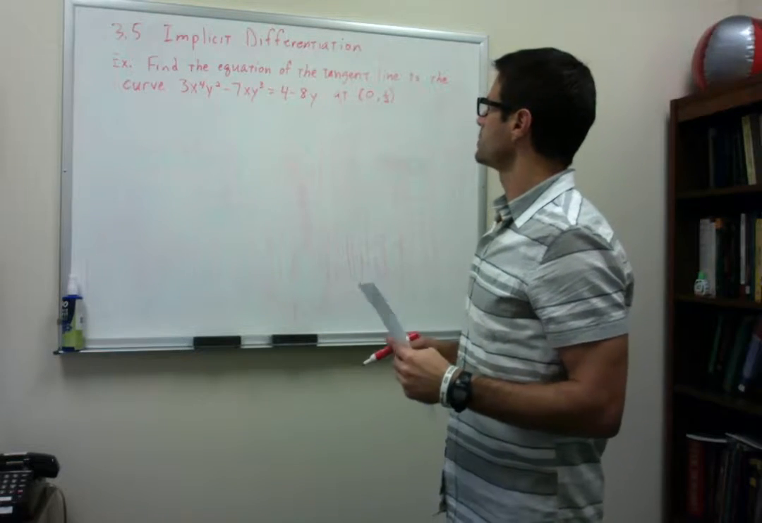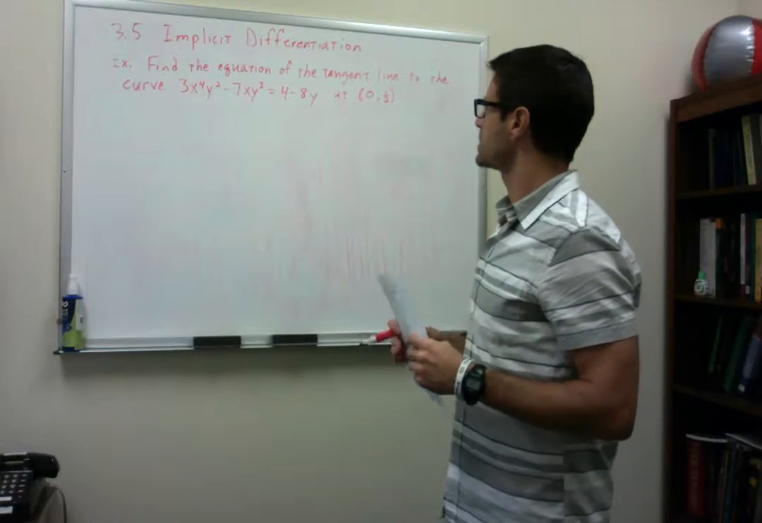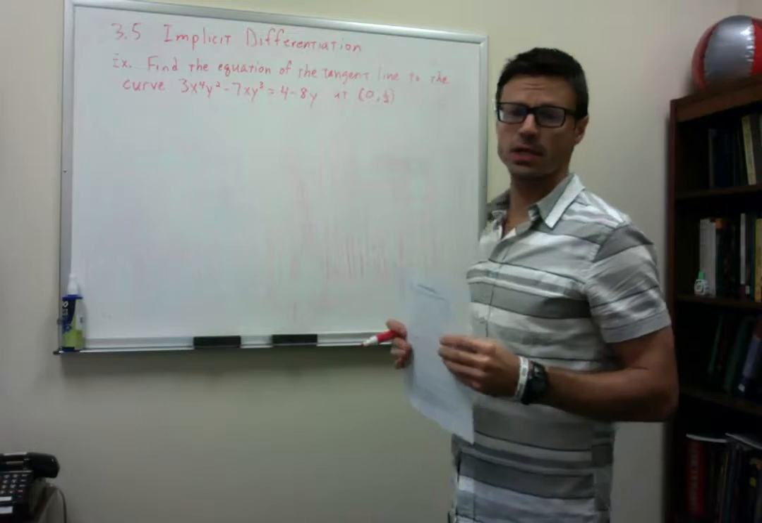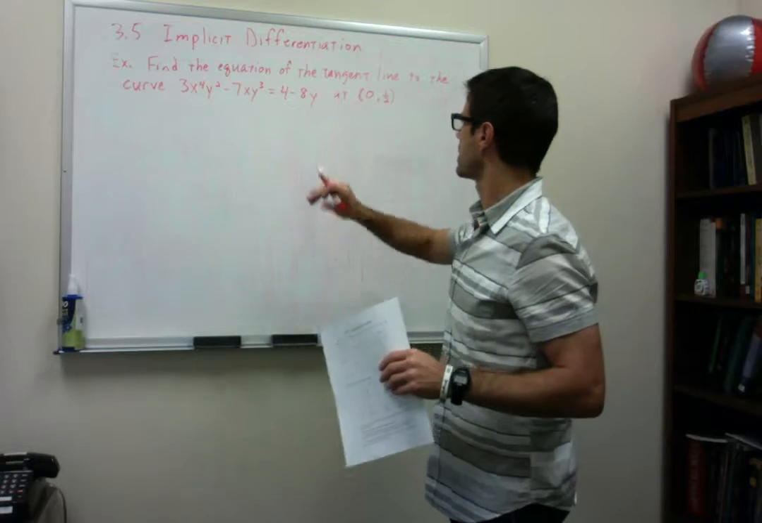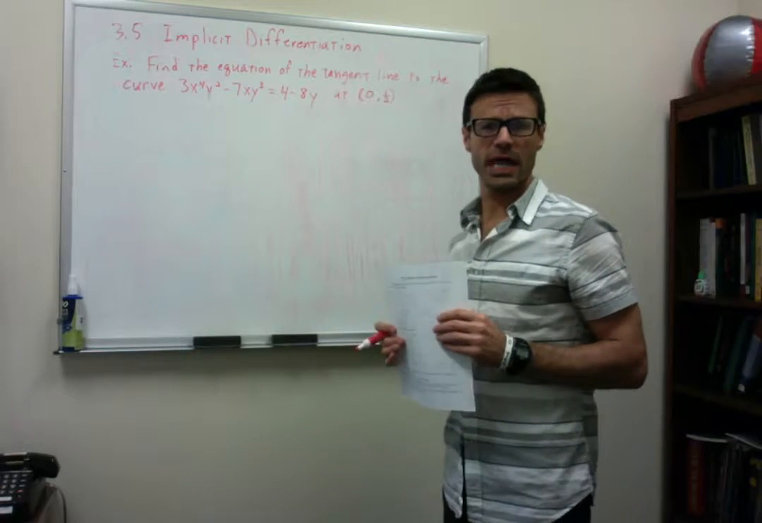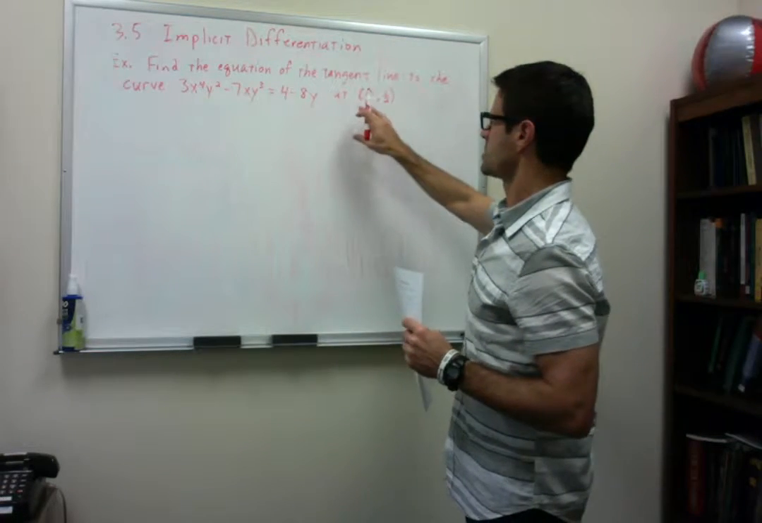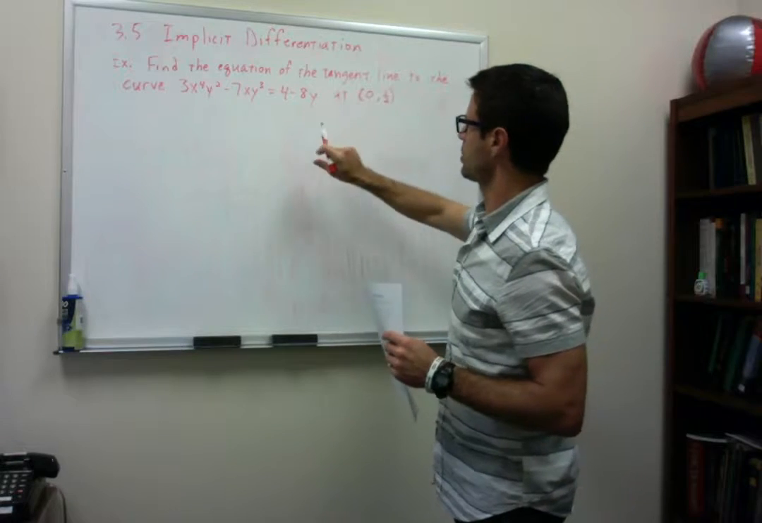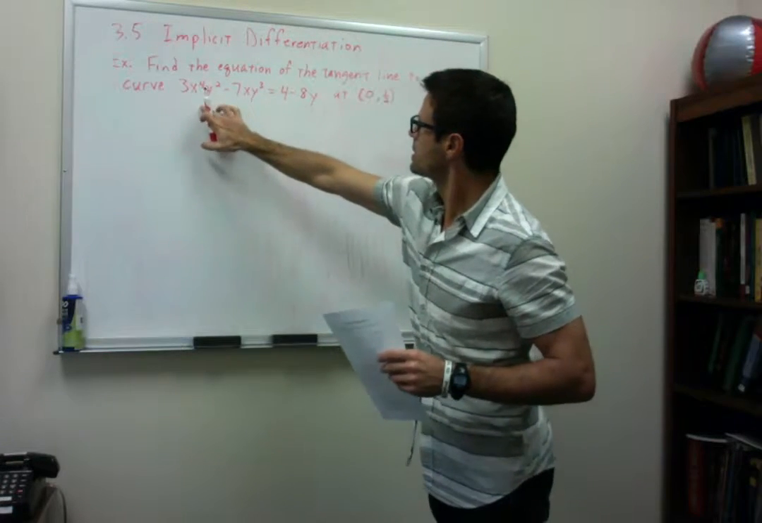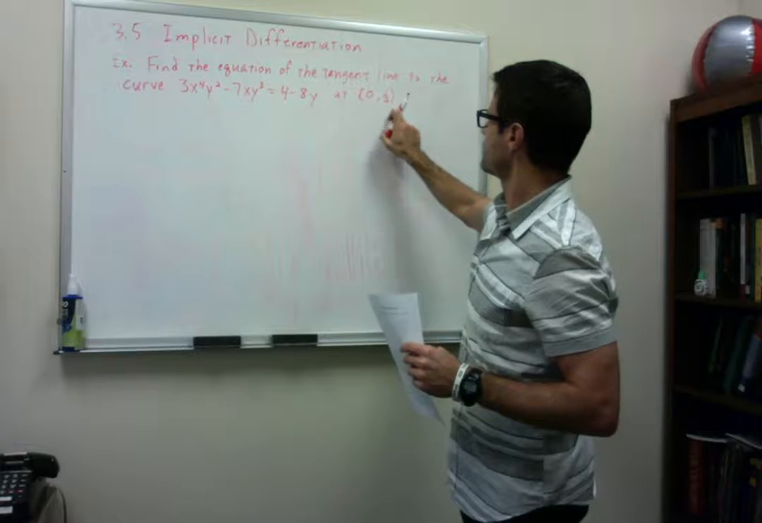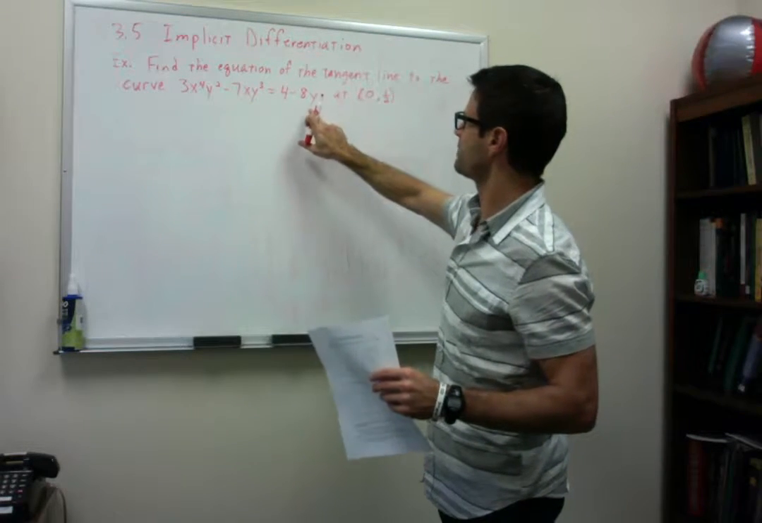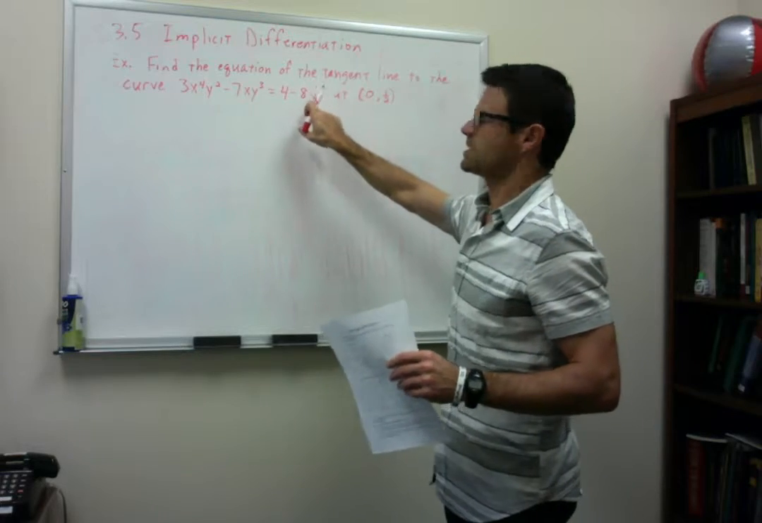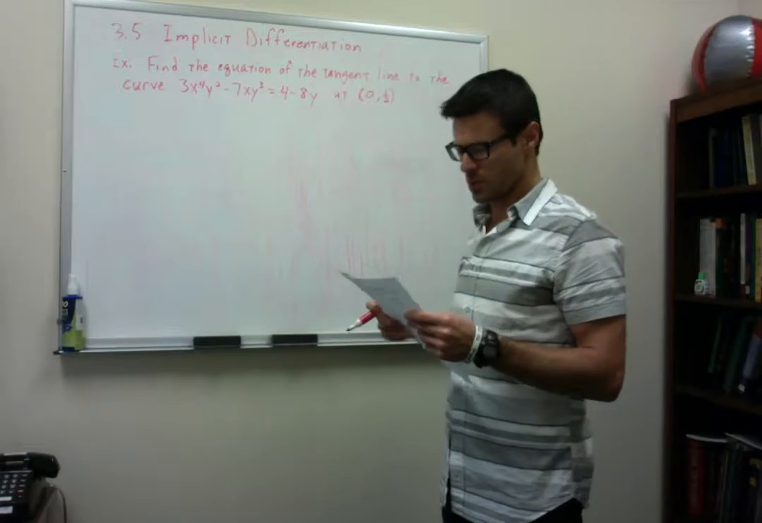Okay, so we're going to use implicit differentiation to find the equation of the tangent line to this curve at the point (0, 1/2). Just to make sure that this point is on the curve, if x is 0, these terms drop out, and the left-hand side is 0. If I plug a half in for y, the right-hand side is 0 as well.